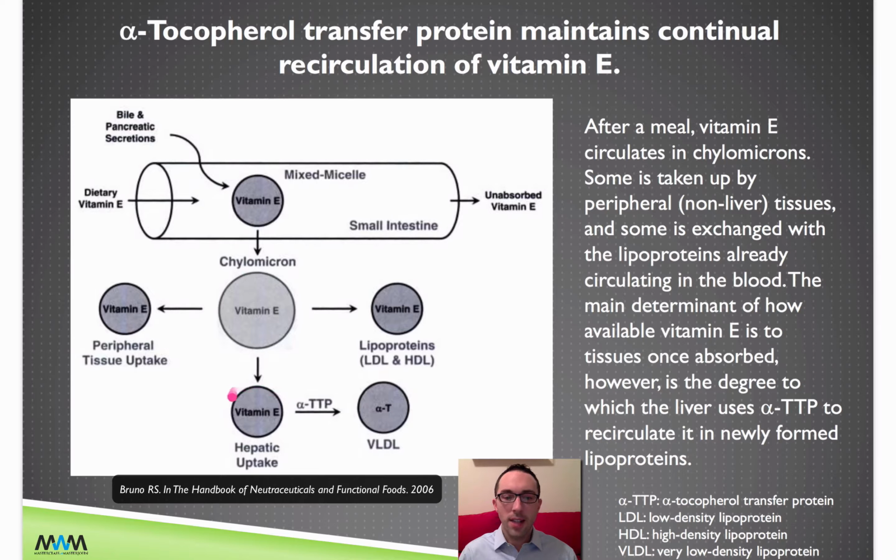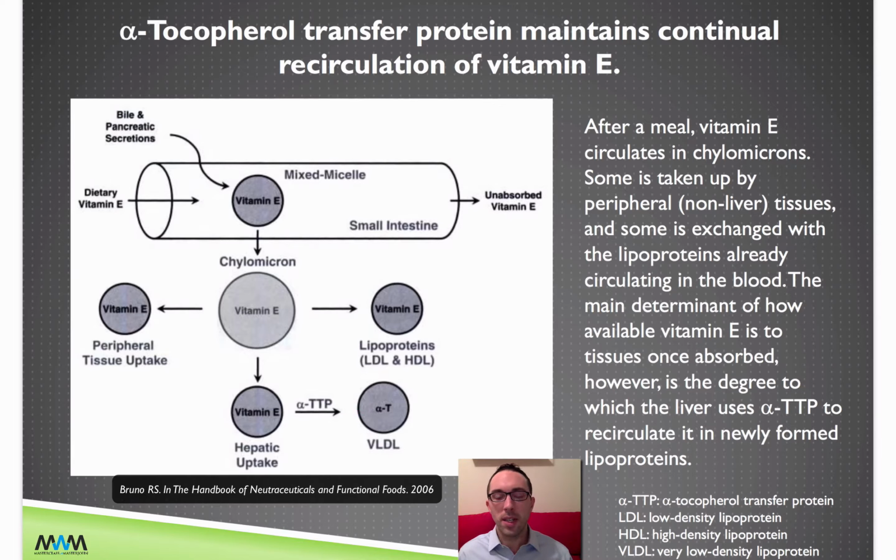Now, the liver has a protein called alpha-tocopherol transfer protein, or alpha-TTP, that recirculates the vitamin E into VLDL particles that go back into the blood. That VLDL can deliver alpha-tocopherol or other forms of vitamin E to the peripheral tissues again, and eventually it's digested into LDL. And this first uptake by peripheral tissues from the chylomicrons is relatively minor compared to the amount of vitamin E that's taken up by VLDL and LDL in the time after the vitamin E has gone through the liver and recirculated with alpha-TTP.